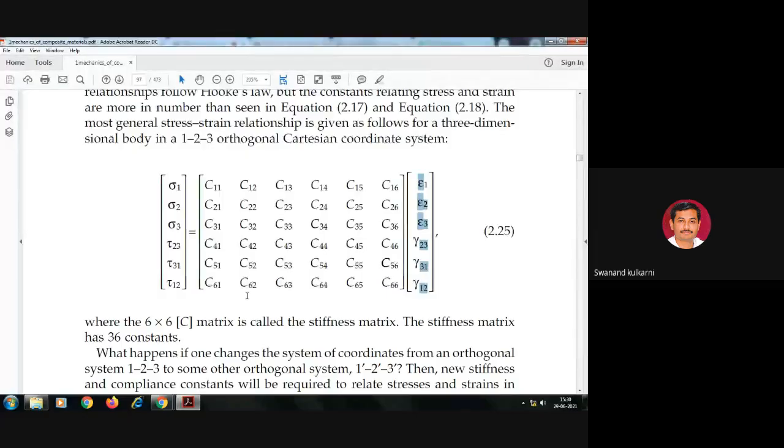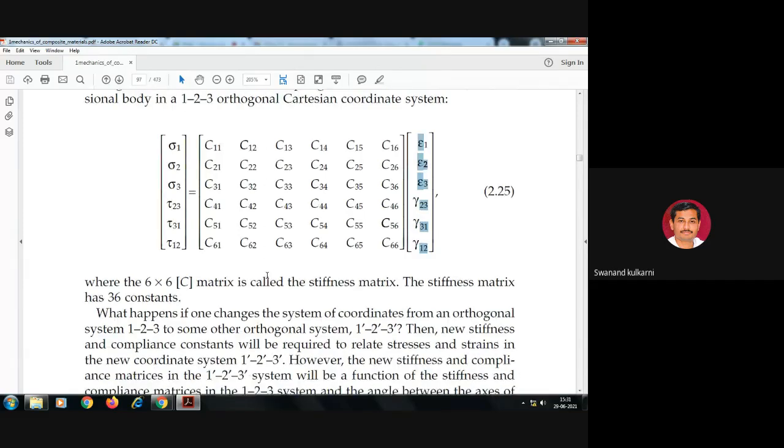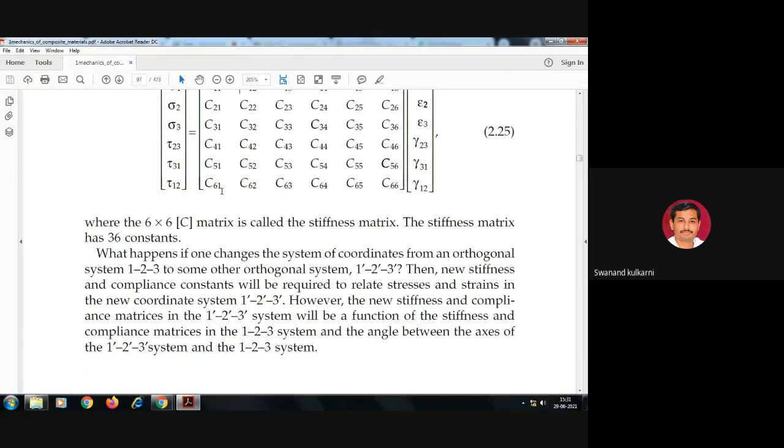For isotropic material, how many parameters, minimum, are required? For transversely isotropic material, how many parameters are required? That is the interest of today's lecture. So what can be the maximum number of elements if we consider this stiffness matrix? The C matrix is of size 6 by 6, and a maximum of 36 constants are present over here. Is it okay?